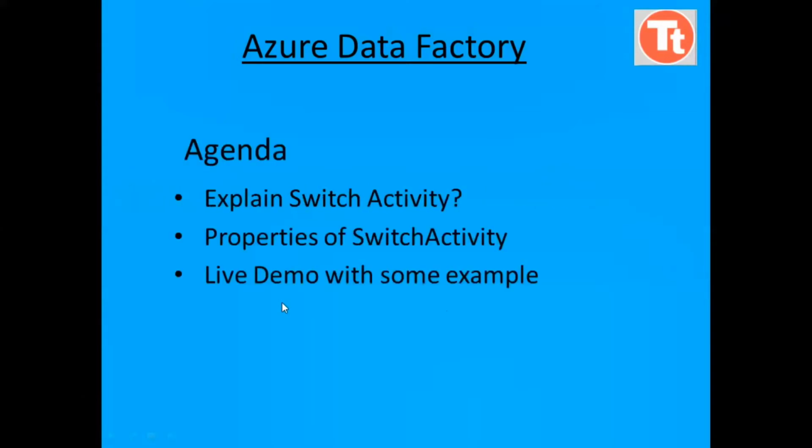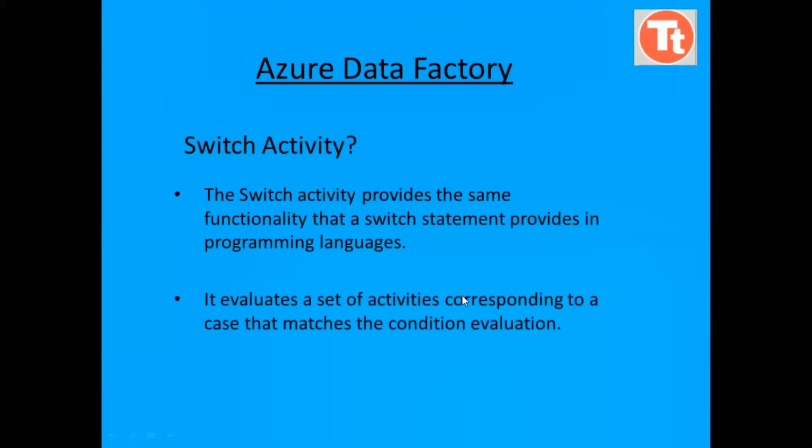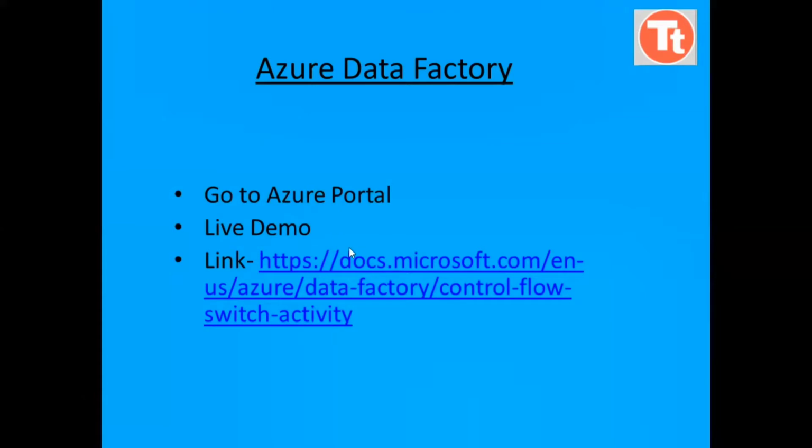The agenda for this video is that I will explain the switch activity and some of its properties, and show you some examples. Switch activity provides the same functionality that a switch statement provides in programming languages such as C, C++, C#, and Java. It evaluates a set of activities corresponding to a case that matches the condition evaluation. Based on some cases, it evaluates the activity.